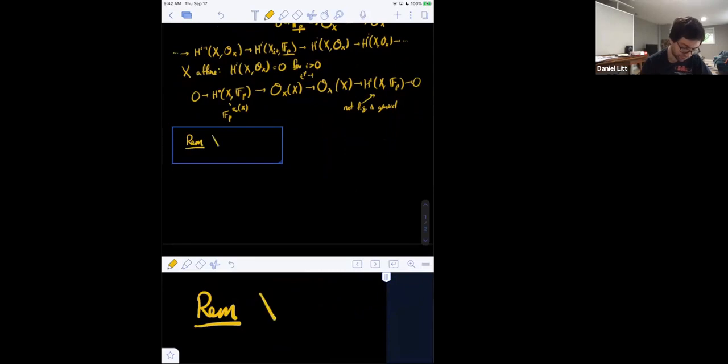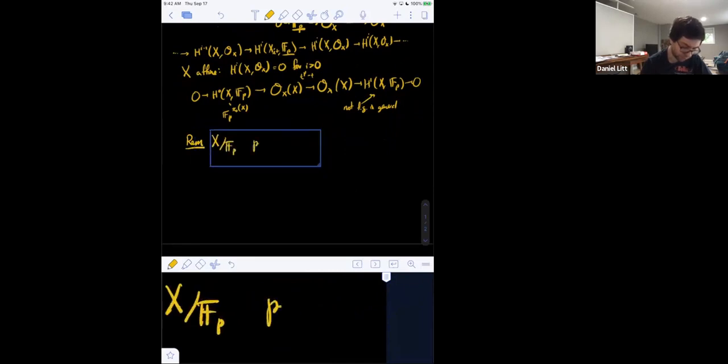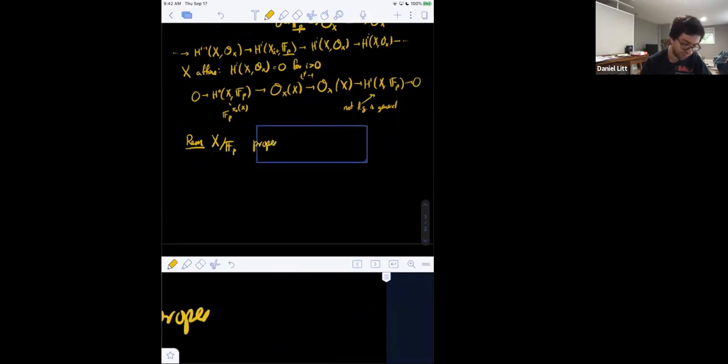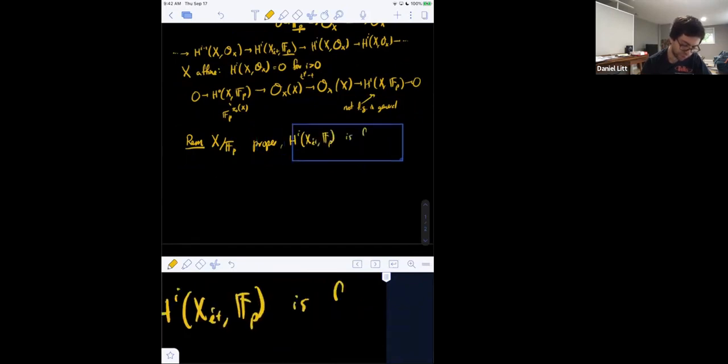So the remark I wanted to make is that if X is proper, then H^i of X Etale with coefficients in F_p is finite dimensional. Can anyone tell me why this is true?